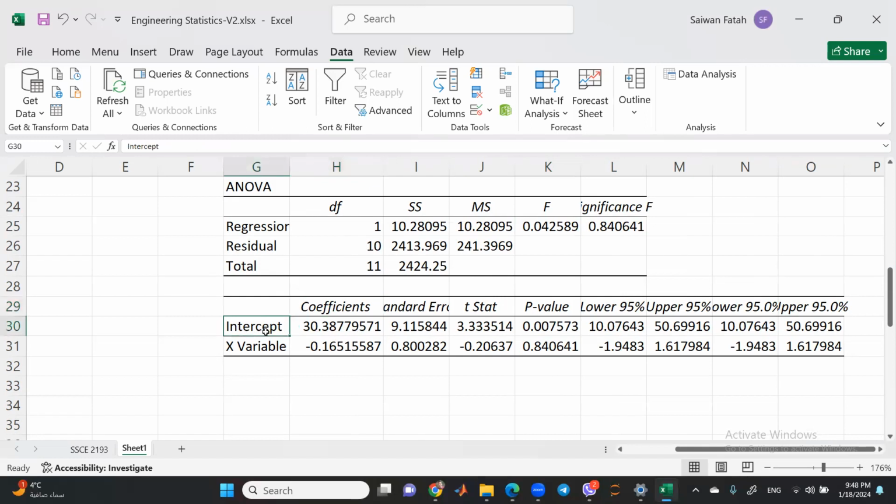Coefficients. The first one is intercept. Didn't we say that alpha is the y intercept? We didn't say that. Didn't we say that alpha is x intercept? So this is the value of it, and this is the value of beta. This is the value of beta, as these are coefficients. This is alpha and this is beta.